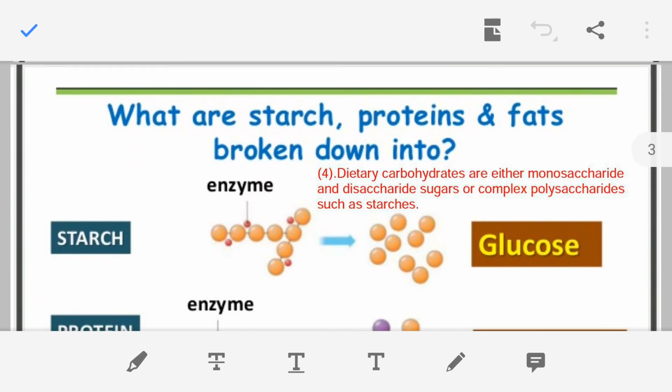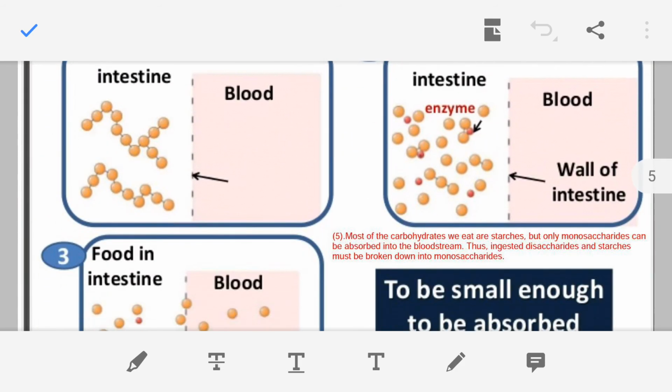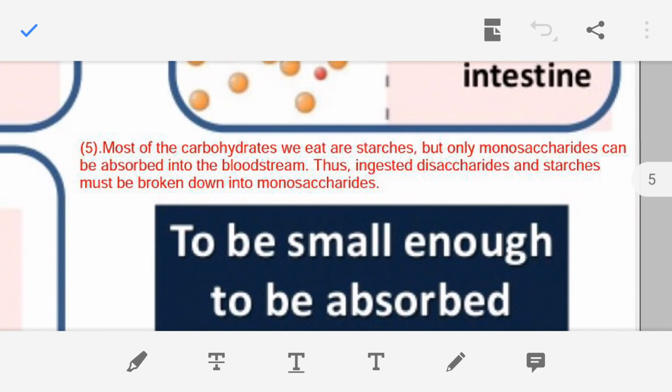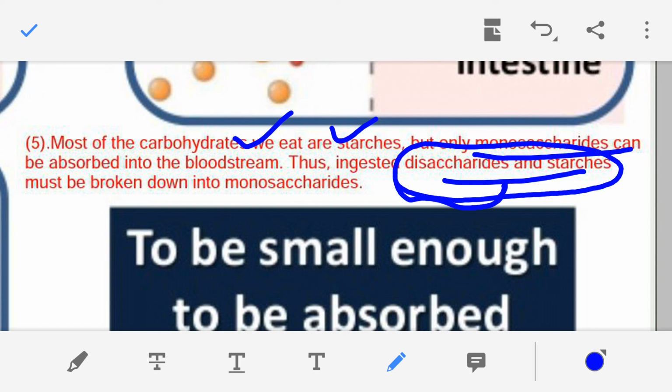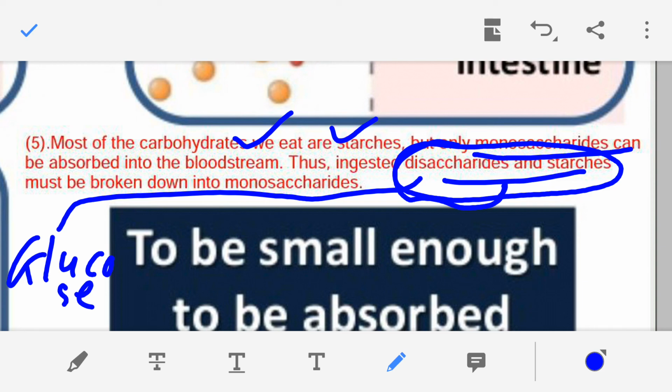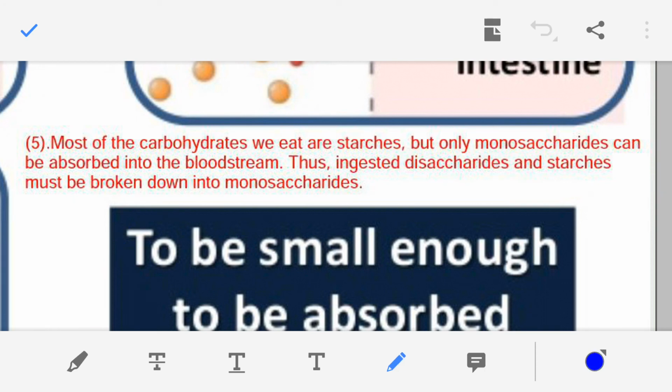So we were discussing the fourth point, how the digestion begins. Now, most of the carbohydrate that we eat is starch, but what can enter our blood directly? Glucose and fructose can enter our bloodstream directly, but the rest of the carbohydrate, for example the disaccharide or the polysaccharide, we need to digest. Once the digestion of the disaccharide and the polysaccharide is completed, we have glucose, and this glucose can be absorbed and enter the blood. So that is the meaning of this fifth point.